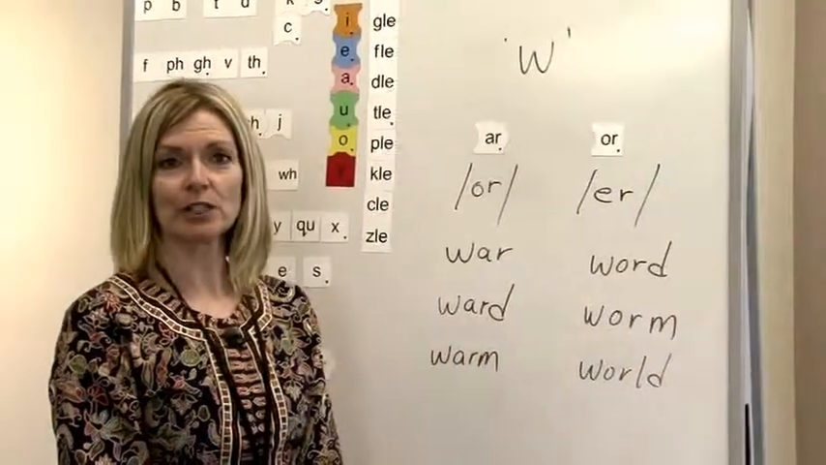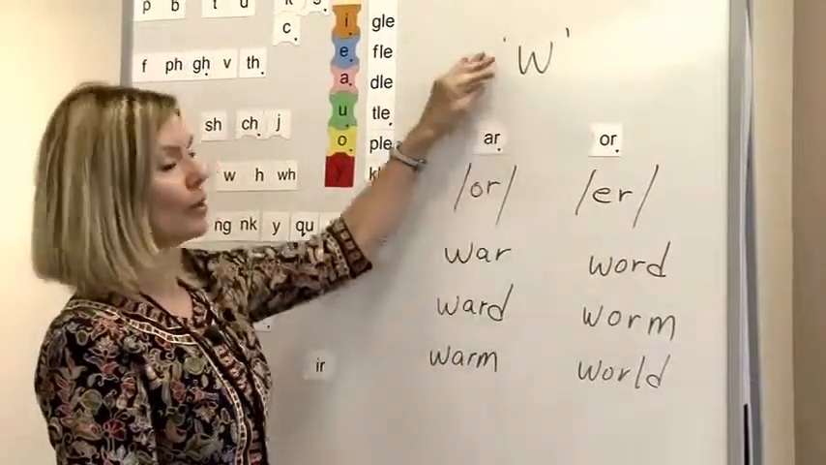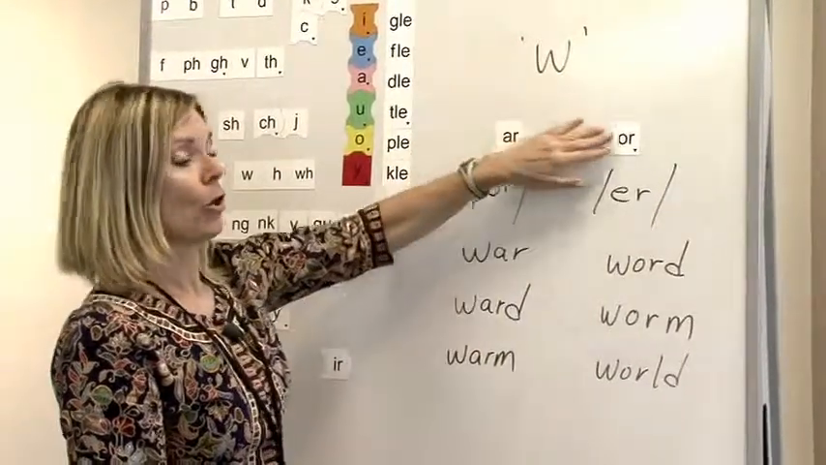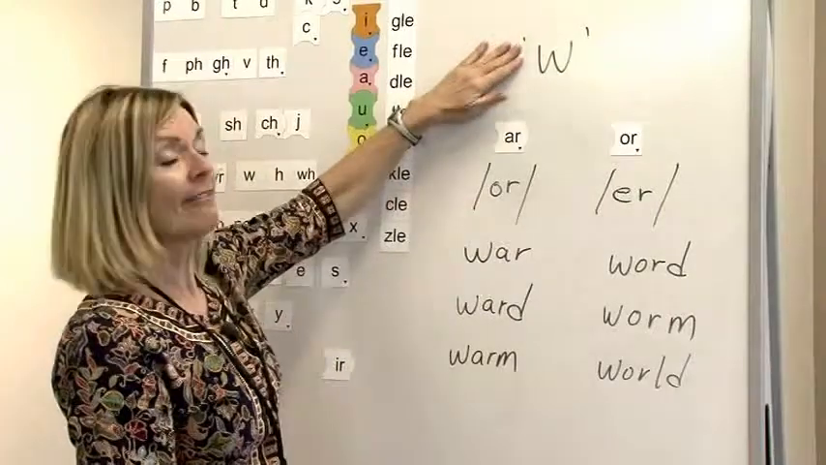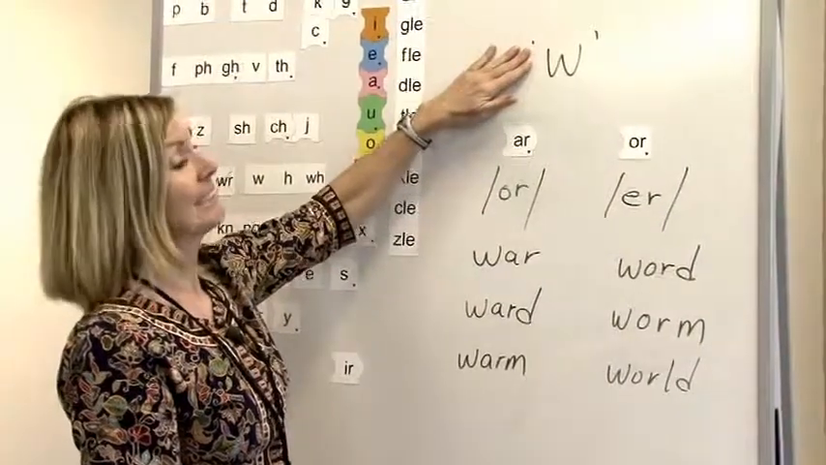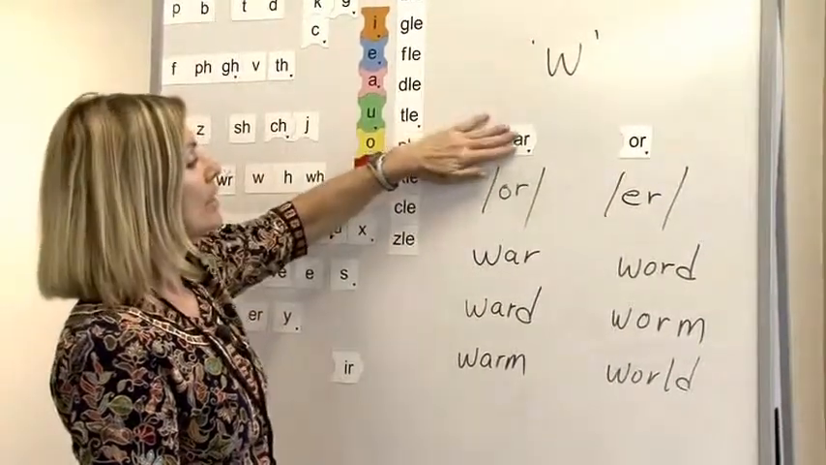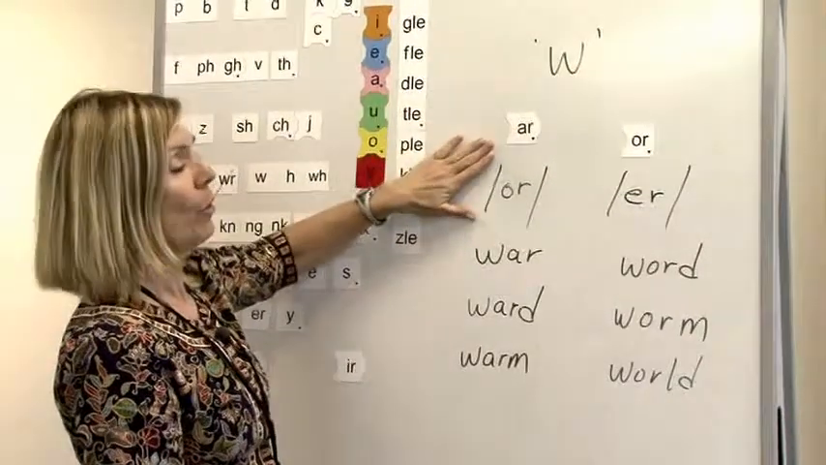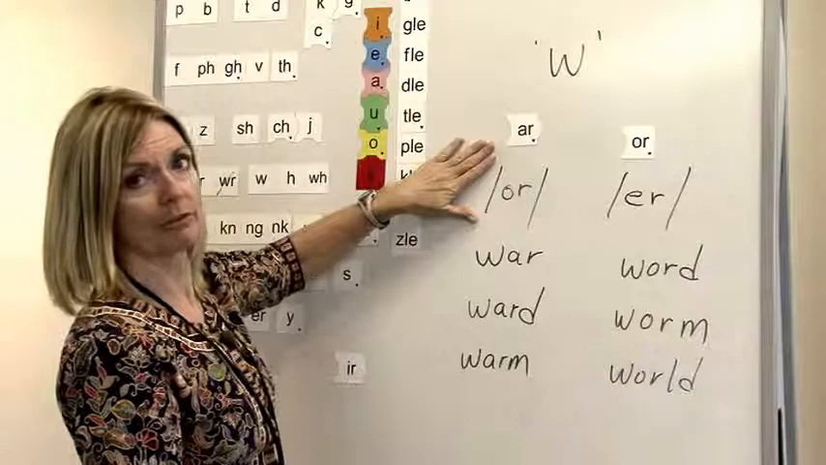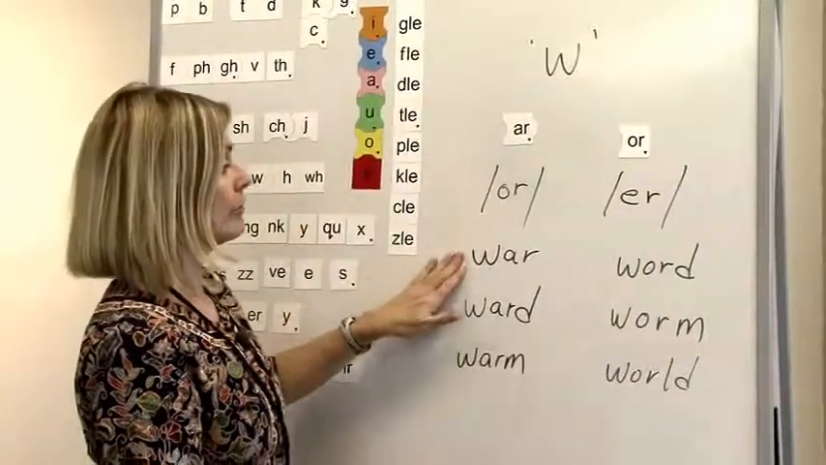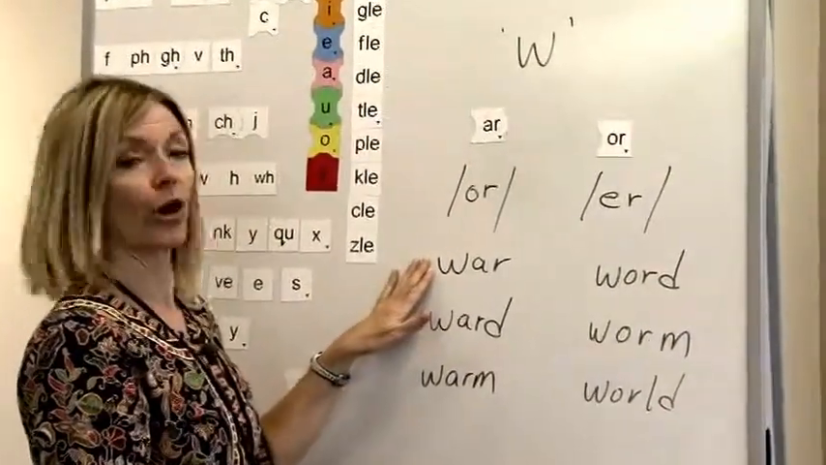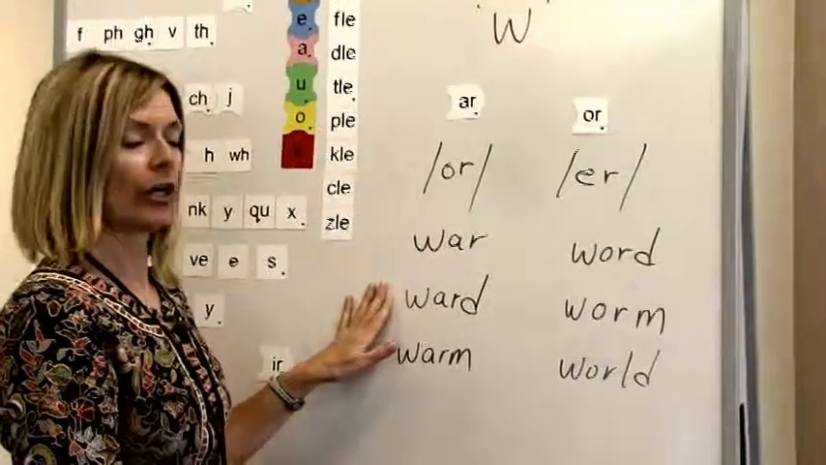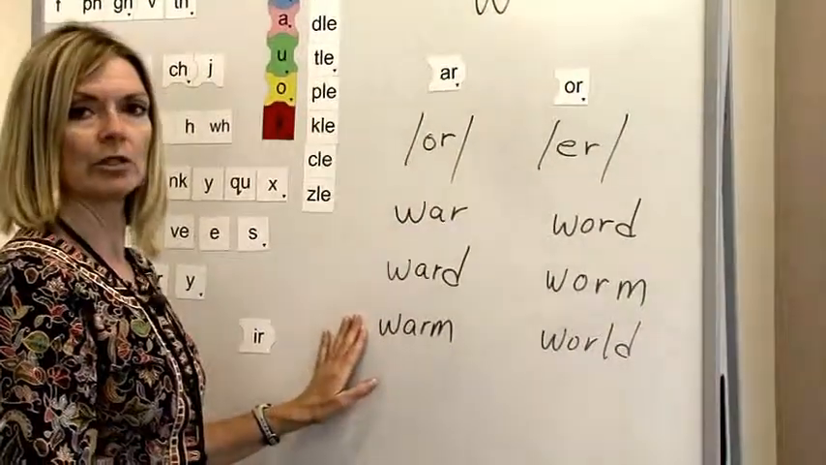And finally, for Lesson 13, we have the bossy W. When AR or OR come after a W, it all goes to pieces. Instead of "ar", as in star, now it's going to say "or", just to make life really interesting. So we have WAR is war. WARD is ward. WARM is warm.